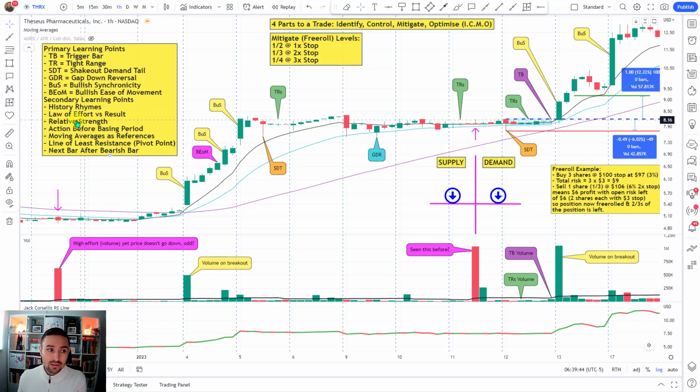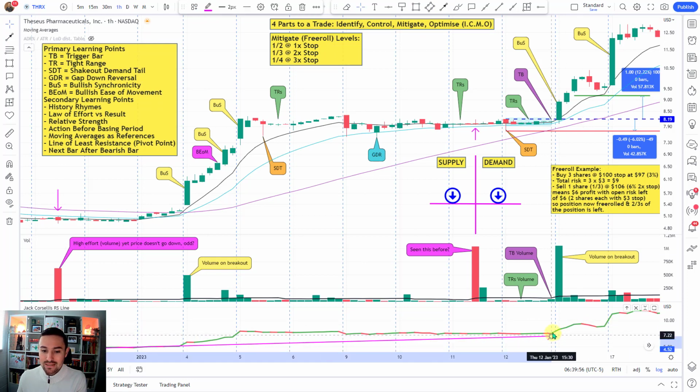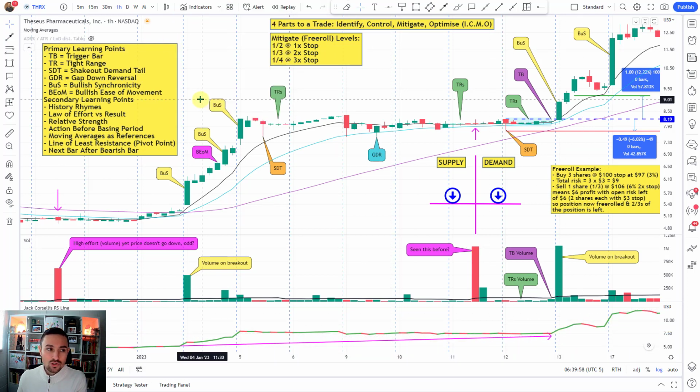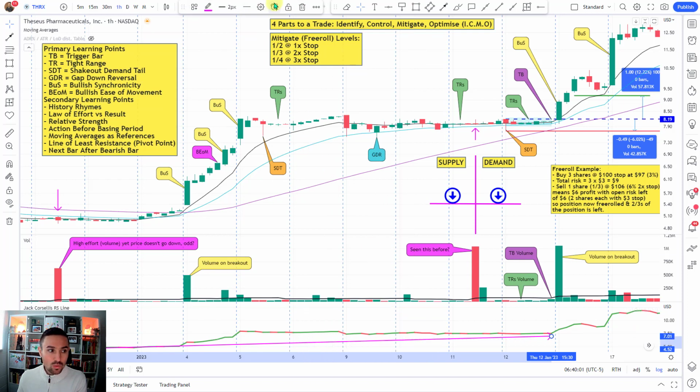I'm going to be talking about the law of effort versus result, specifically looking at this very large volume bar coming through here, and then we see it in the base as well. So we'll be talking about that, and I'll try and help you understand it. We'll be talking about the power of relative strength, which again just basically centers back to looking for those stronger stocks within the market.